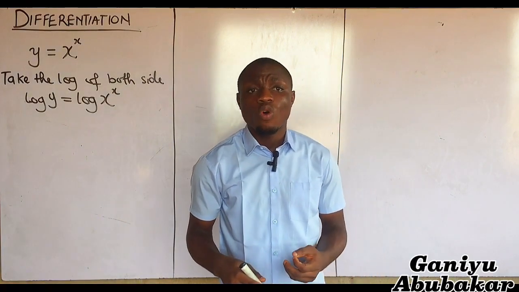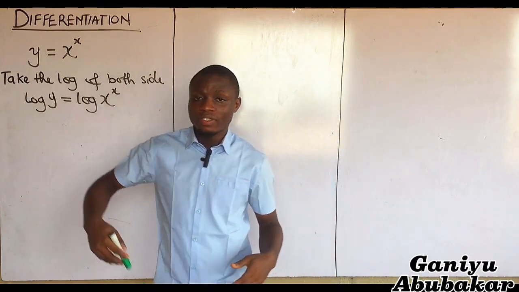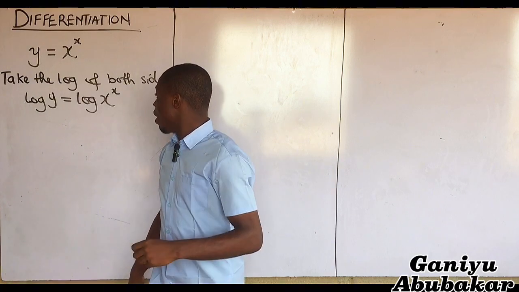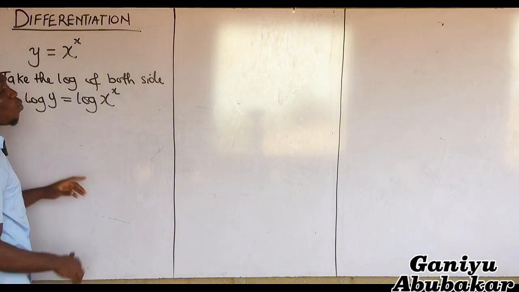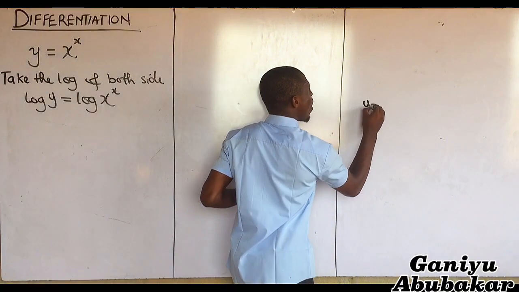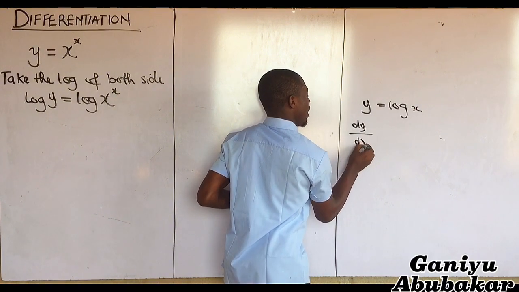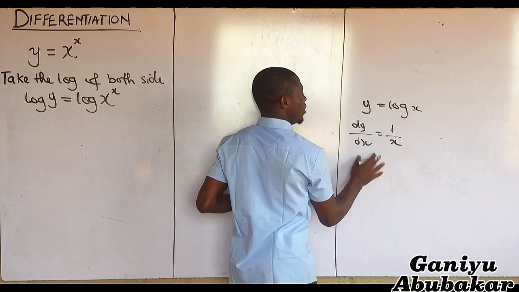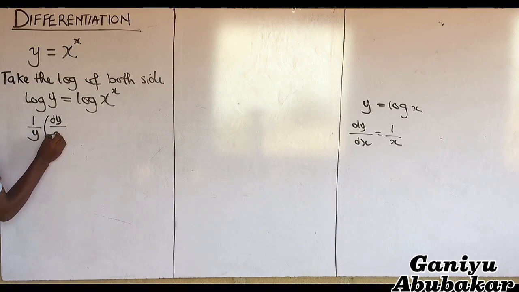I will apply the law of implicit differentiation to the right hand side, and apply the concept of logarithm to the left hand side. So from here now, if I differentiate, what we know generally is that if I have that y is equal to log x, we know that dy over dx is 1 over x. Similarly, if I have log y and I differentiate this one, I'll have 1 over y, into dy over dx.